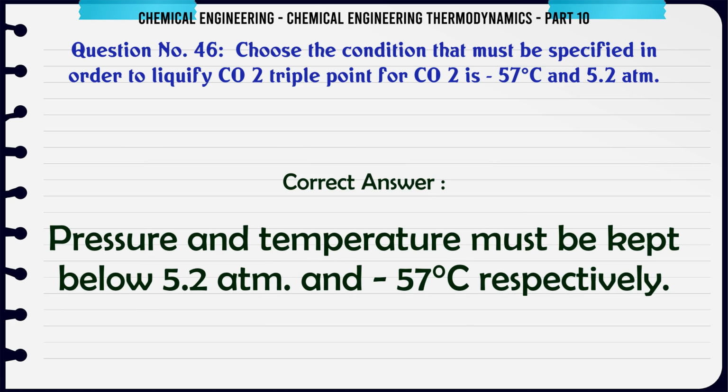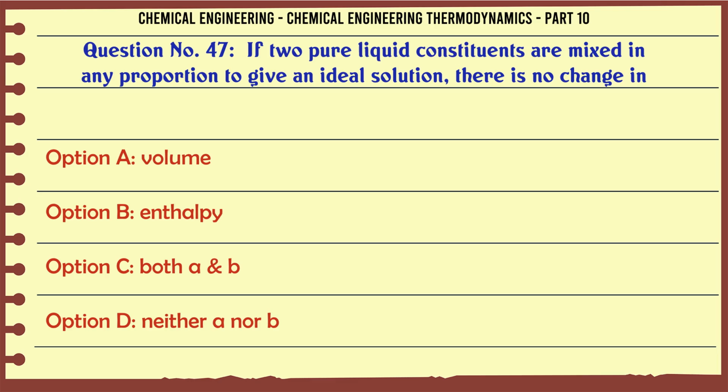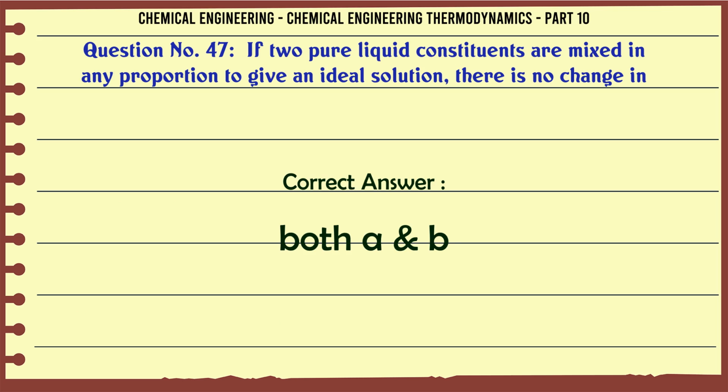If two pure liquid constituents are mixed in any proportion to give an ideal solution, there is no change in: A. Volume. B. Enthalpy. C. Both A, B. D. Neither A nor B. The correct answer is both A, B.